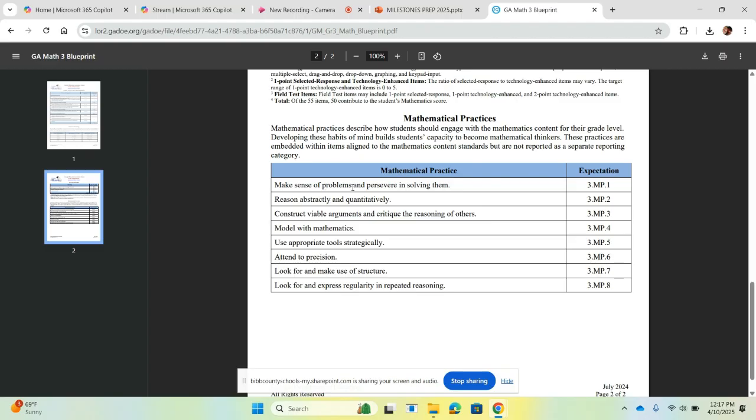Make sense of numbers and persevere in solving problems. These are all portions, and these are different standards. The expectations over on the right-hand side are the standards. Reason abstractly and quantitatively. Construct viable arguments and critique the reasoning of others. Model with mathematics. Use appropriate tools. And strategically attend to precision.